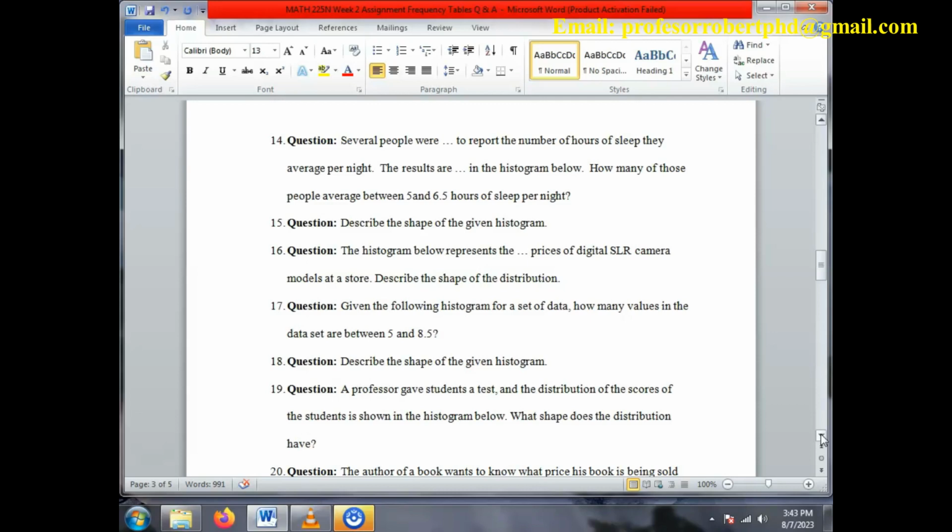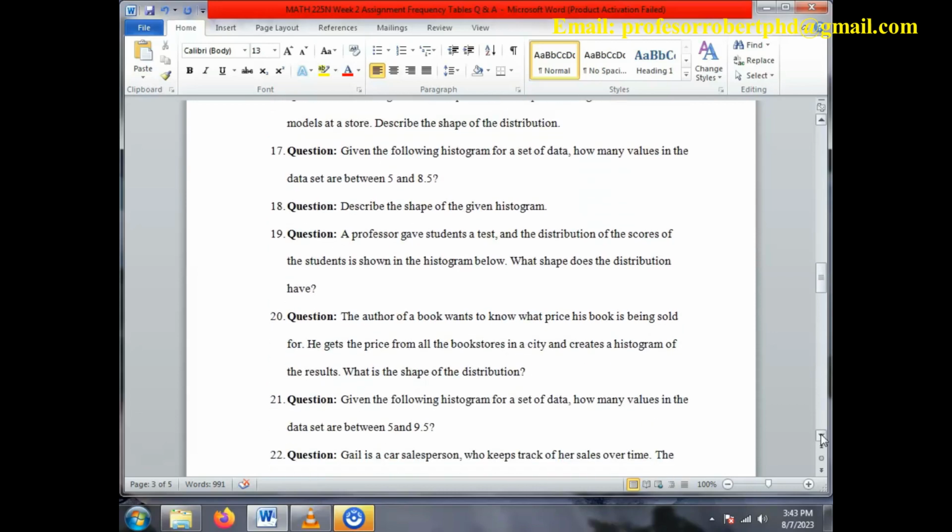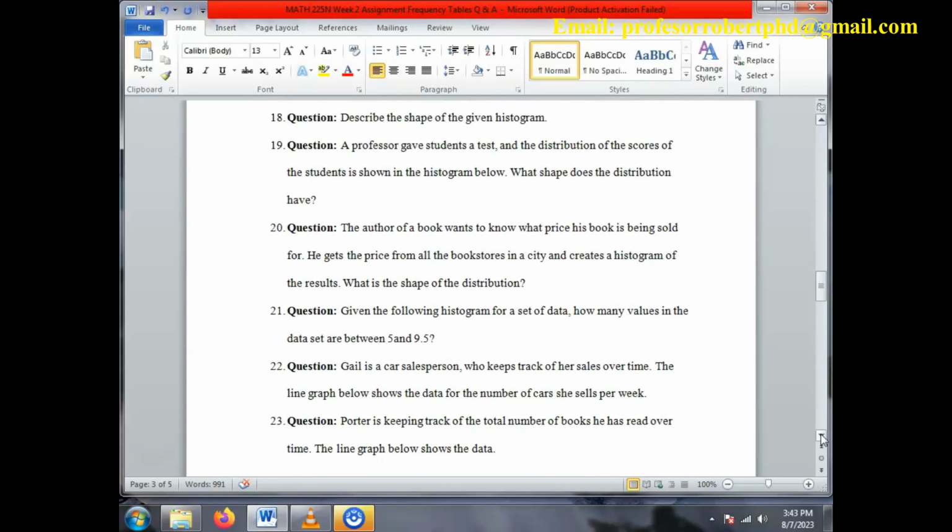17. Question. Given the following histogram for a set of data, how many values in the data set are between 5 and 8.5? 18. Question. Describe the shape of the given histogram. 19. Question. A professor gave students a test, and the distribution of the scores of the students is shown in the histogram below. What shape does the distribution have? 20. Question. The author of a book wants to know what price his book is being sold for. He gets the price from all the bookstores in the city and creates a histogram of the results. What is the shape of the distribution? 21. Question. Given the following histogram for a set of data, how many values in the data set are between 5 and 9.5?